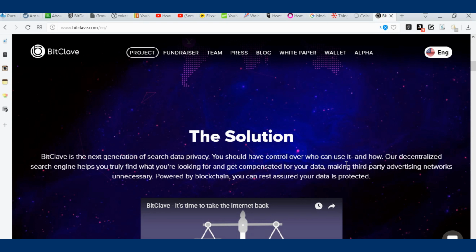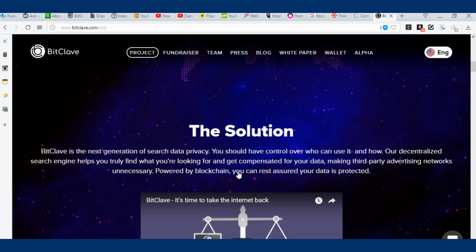So Bitclave is here to solve it. You get paid to search data. Bitclave is the next generation of data privacy. You should have control over who can use your data and how. Our decentralized search engine helps you find what you are looking for and get compensated for your data, making third-party advertisement networks unnecessary. So we're taking Google off the scene.